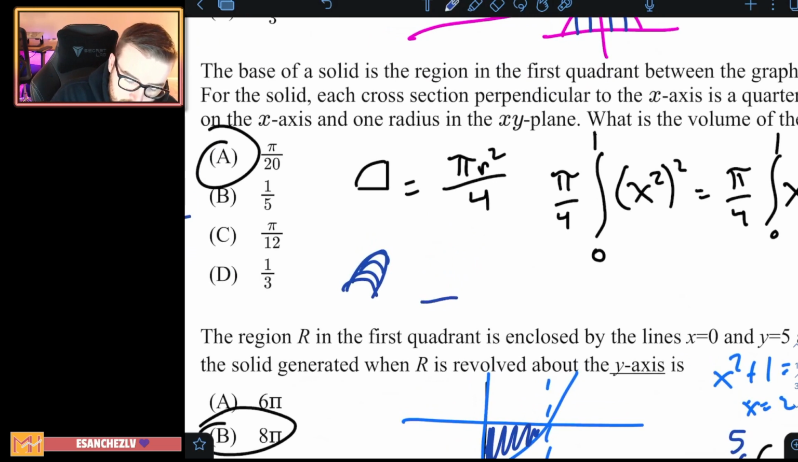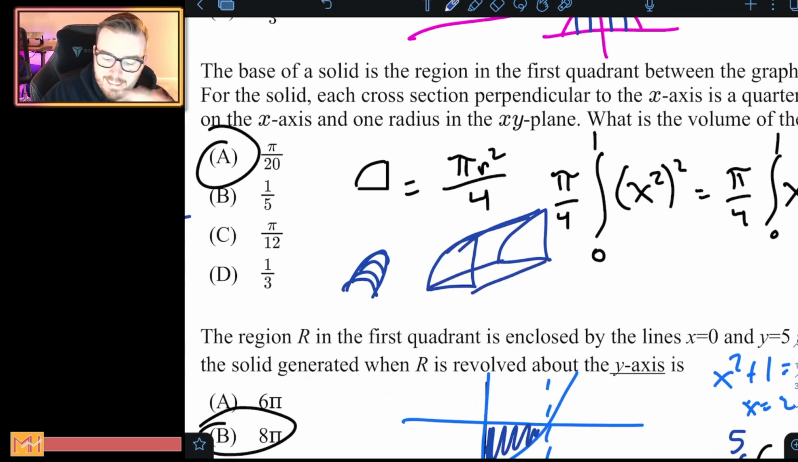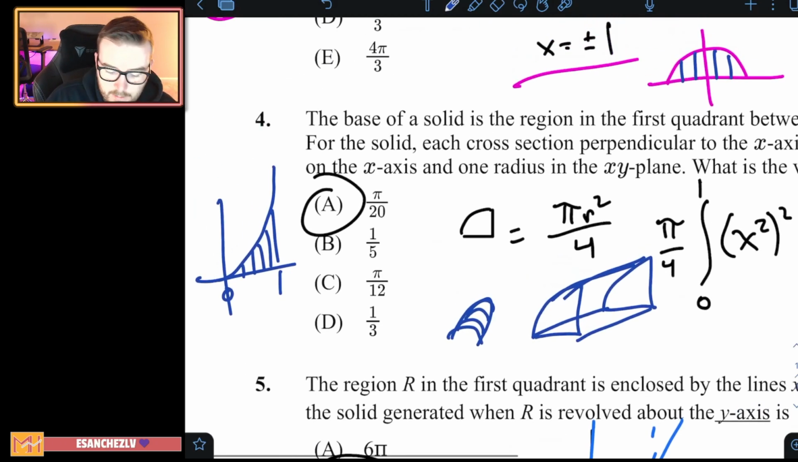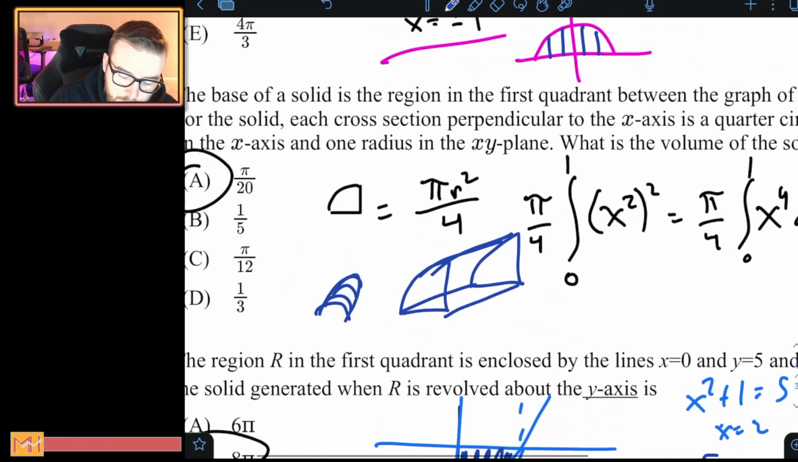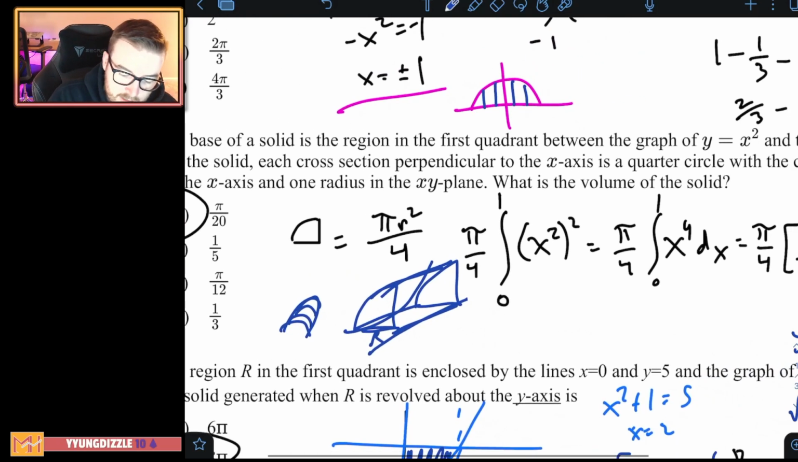Here, let me try again. How would I do this? Can I do this? Right? Just something like that, right? It's like all quarter circle. It's not exactly like that, obviously, because this is a parabola. But the distance from the parabola to the x-axis, that's the radius of the circle. So the radius is the function.